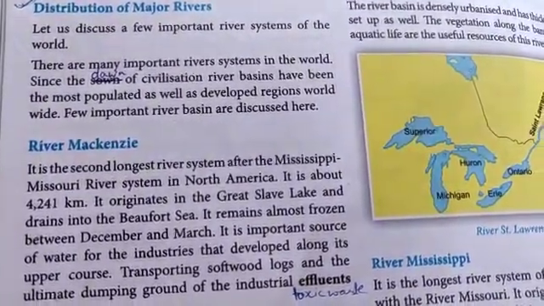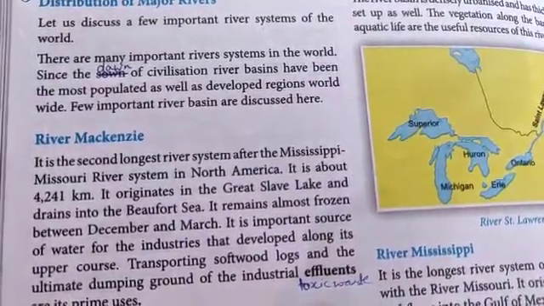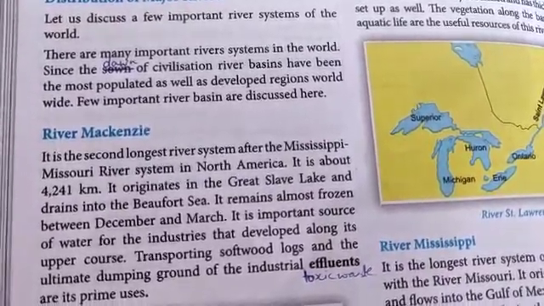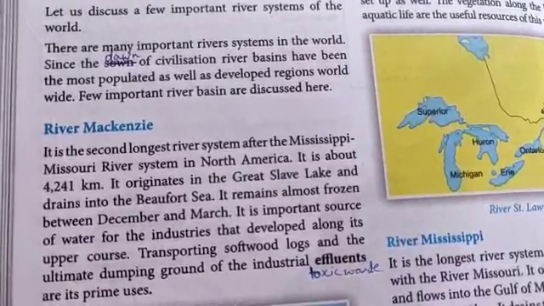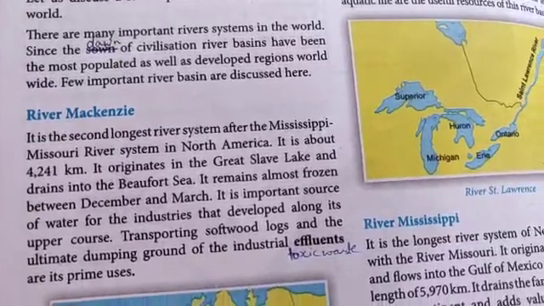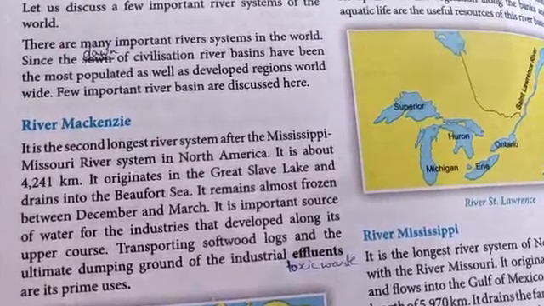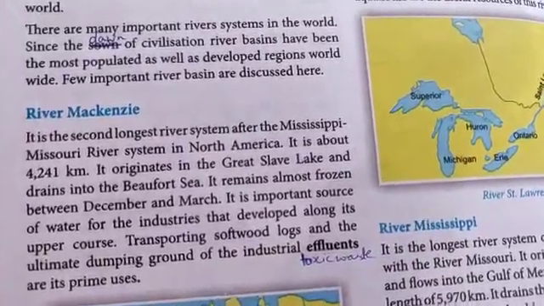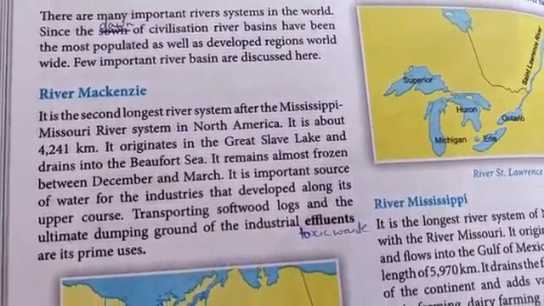Open up to page number 40. There are many important river systems in the world. Since the dawn of civilization, river basins have been the most populated as well as developed regions worldwide. Few important river basins are discussed here. Now, most populated and developed. Why? Because all living beings need water for survival. Human beings especially need water for drinking, cooking, bathing, hygienic purposes, for irrigation, for rearing of cattle or any domesticated animal itself. So, therefore, these river basins are populated and highly developed regions.